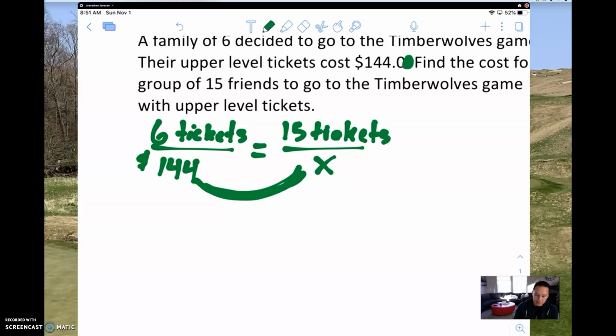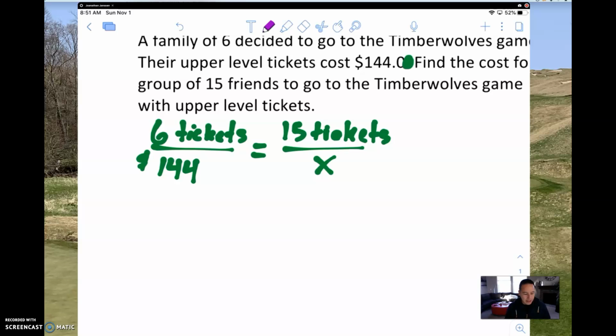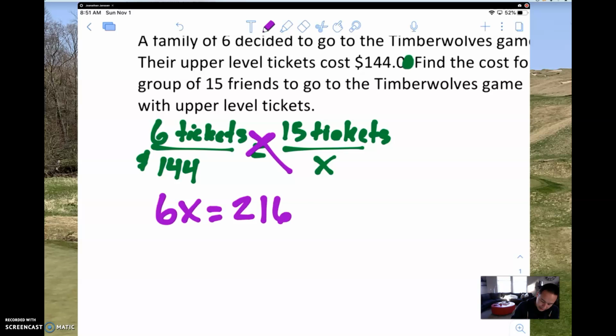We're going to solve for how much money it costs. To solve this, we can just use cross multiplication, everything that we learned last week. So let's go ahead and cross multiply. We are going to start with 6 times x, and that gives us 6x. And then we are going to take 15 times 144, and that's going to equal 2,160. And now we just have a one-step equation.